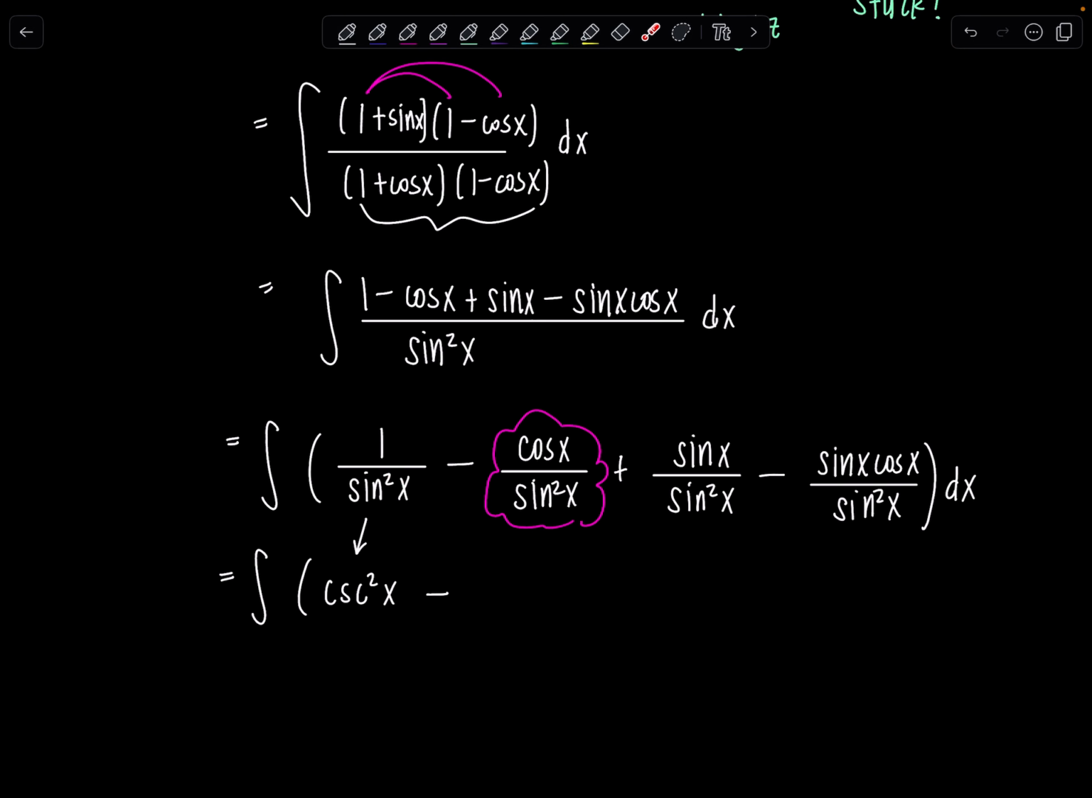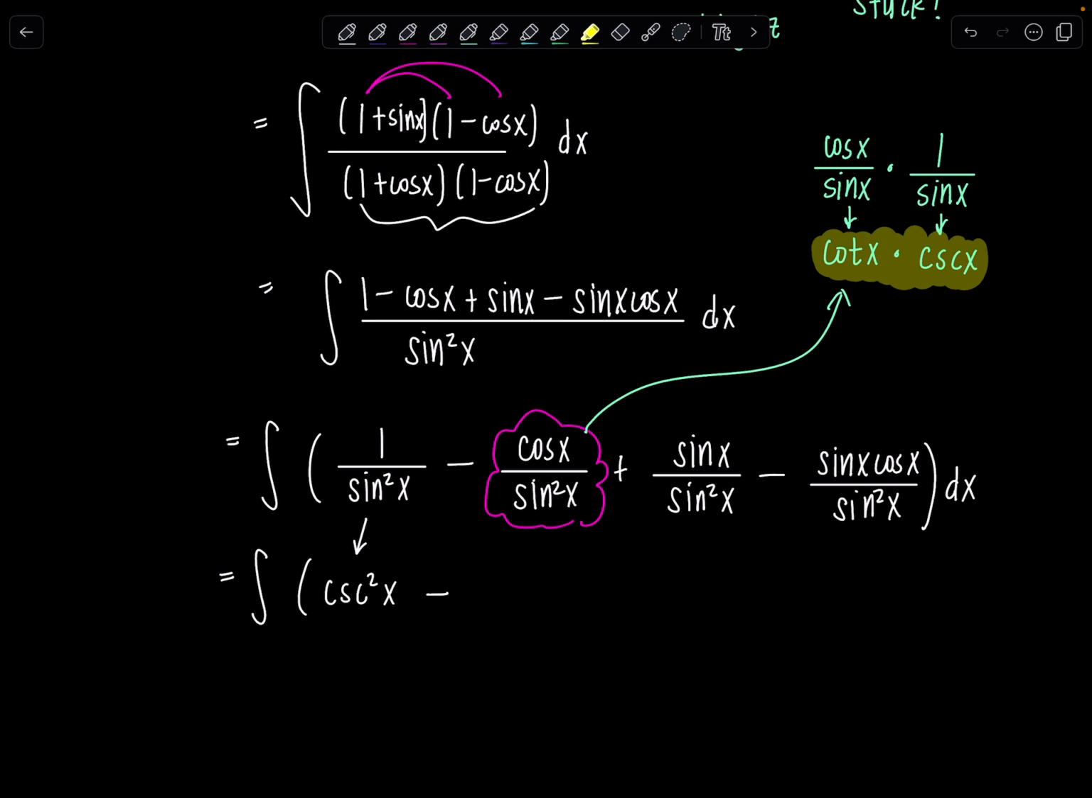Cosine x over sine squared x. Off to the side here, let me play around with that. I can write it as cosine x over sine x times 1 over sine x. Isn't that true? And then cosine x over sine x, that's cotangent x. 1 over sine x, that's cosecant x. And oh, that's fabulous because I do know the antiderivative of cotangent x cosecant x. Do you?